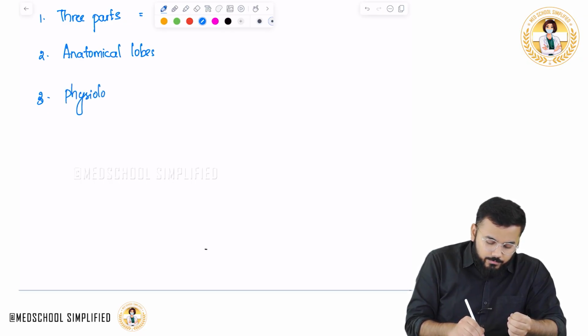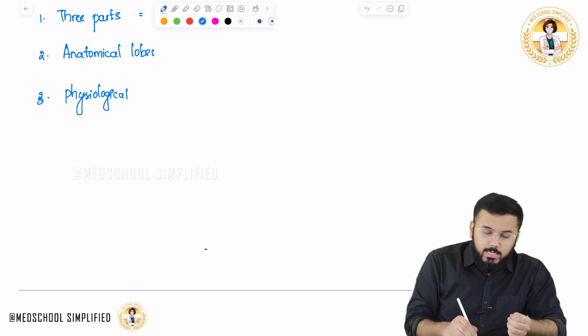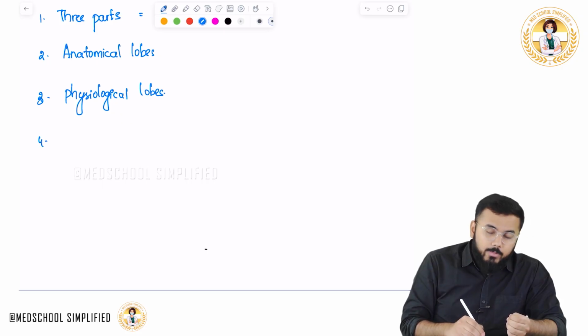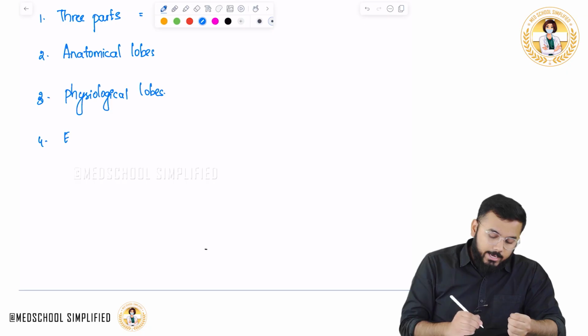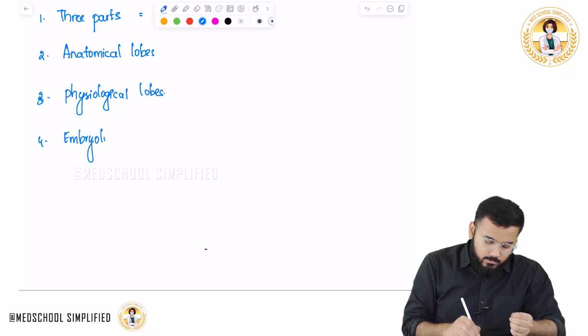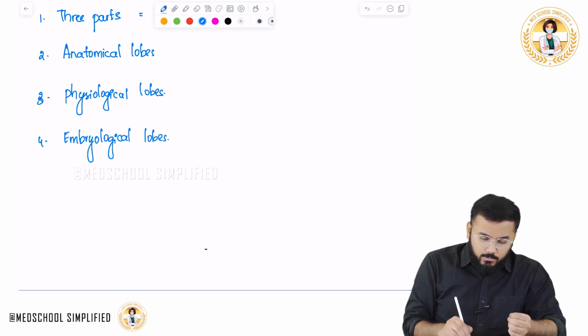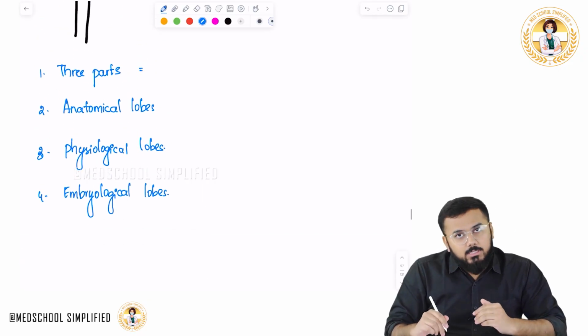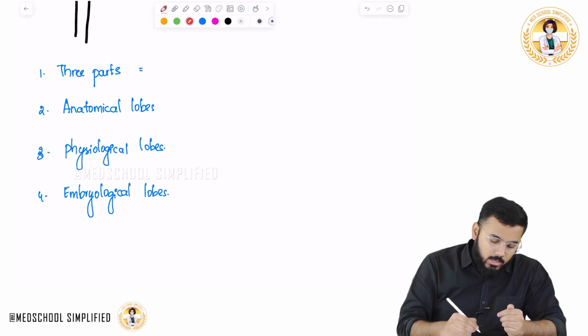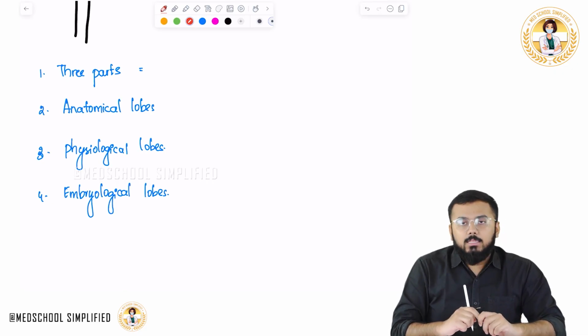Obviously, all of you know. How many physiological lobes are there? There are 3 physiological lobes. And in the same way, how many embryological lobes are there? Again, the answer is 3. So, let us write down the names of them. Embryological lobes. Okay, first of all, let us finish these things and then we shall go on to the next part. So, first important thing is, what are the 3 parts?